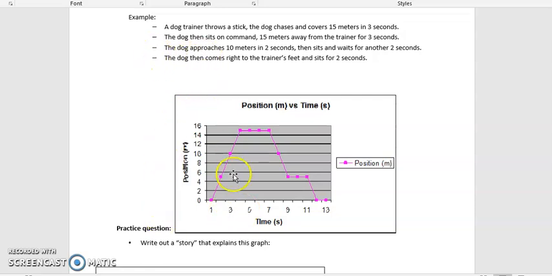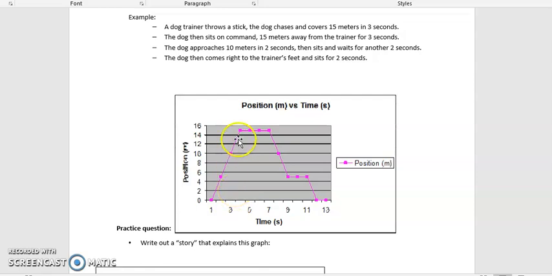So for this example here, there's a little story that's been written about it. It says, a dog trainer throws a stick, the dog chases and covers 15 meters in 3 seconds. So we started at this point of 0 seconds, 0 meters, and then the trainer threw a stick, so we got to a position of 15 meters, and that took 3 seconds. These lines look like they're a little bit crooked right now, but that's okay. We know that this is 15 meters because we have a position of 15, and that took 3 seconds to get there.